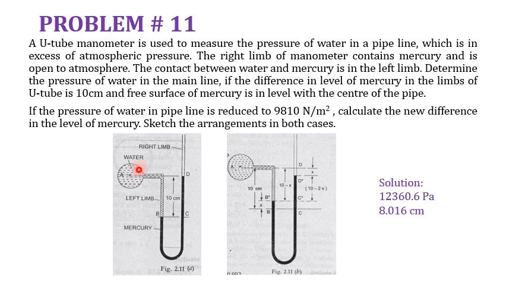So please look at this left figure first. We basically have to draw it ourselves from the description given in the statement. So we have this U-tube manometer, and it was given that the manometric fluid is mercury, and the other end, this D end, is open to atmosphere, and the contact between water and mercury is in the left limb. So here we have the contact.